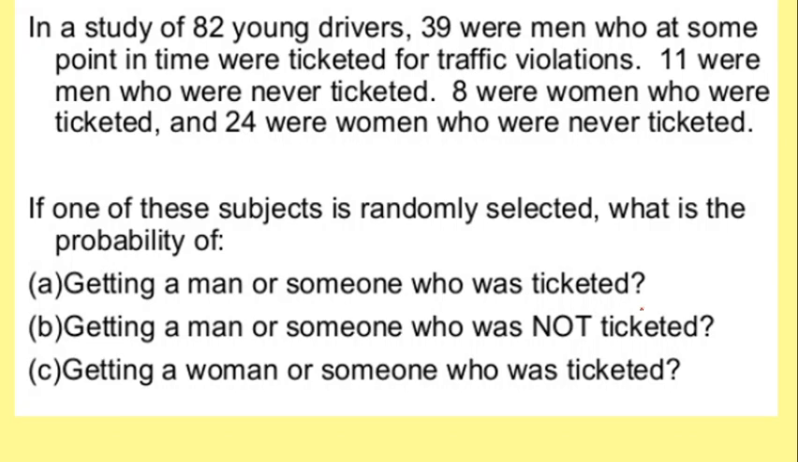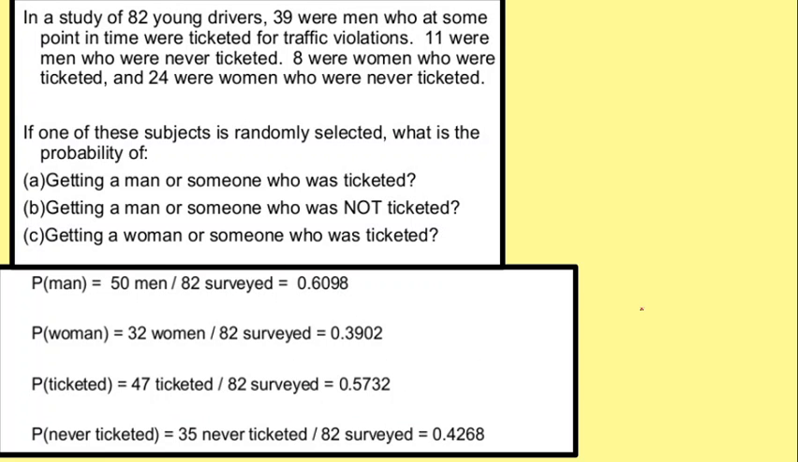Here's a worded question for you to do. Have a read, see if you can do it. Now we need to get the information out of this. Before I attempt these questions, I'm going to write my probabilities down: the probability of someone being ticketed, the probability that somebody's not ticketed, and the probability of a man and of a woman as well. Probability of a man is 50 out of 82, and a woman is 32 out of 82. Probability of ticketed is 47 out of 82, and not ticketed is 38 out of 82.